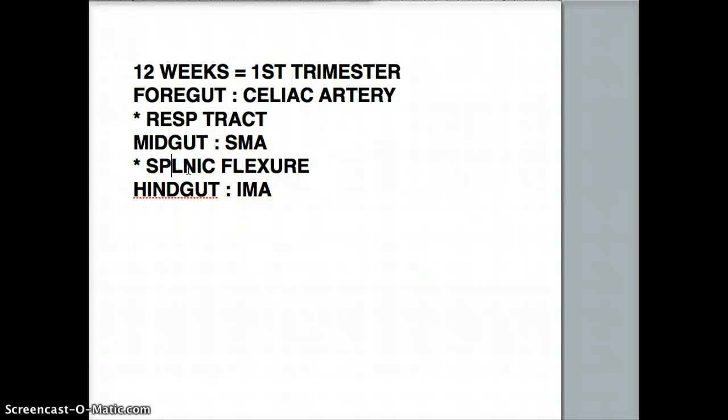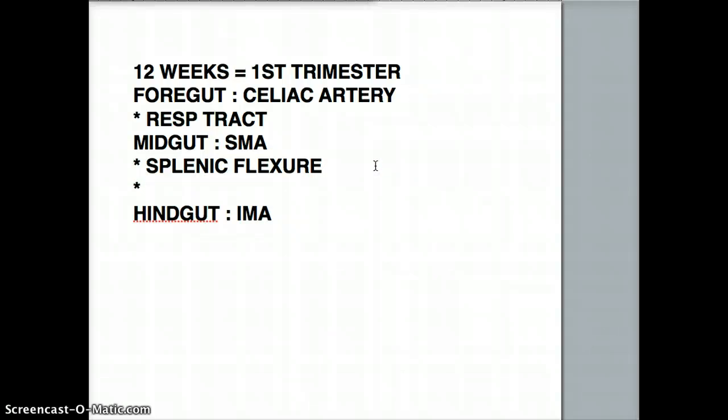Sorry, I think my spelling is wrong. Now, another association with the midgut that we would want to talk about is the whole rotation. So the GI develops in the yolk sac, okay? And then it has to come out of the yolk sac into the abdominal cavity. And that takes a 270 degree rotation of the midgut as it migrates from the yolk sac into the abdominal cavity. So there is the midgut migration.